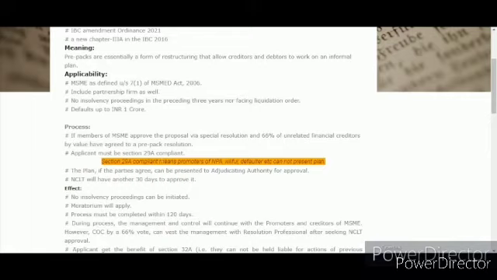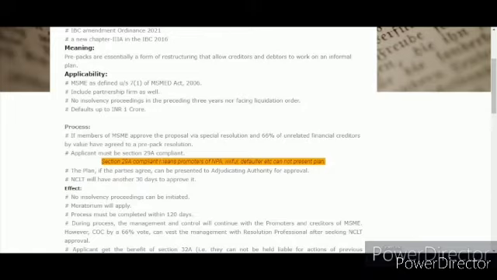Under the IBC law, normally the resolution plan, which means how the company is going to be resolved, is submitted by some outsider, whom we call a resolution applicant. That resolution applicant cannot be the promoter of the company, otherwise it will defeat the purpose, because then the company could deliberately opt for this scheme, and the promoter would become the resolution applicant and apply for the resolution, and somehow get the discounting which is provided by the financial creditor.